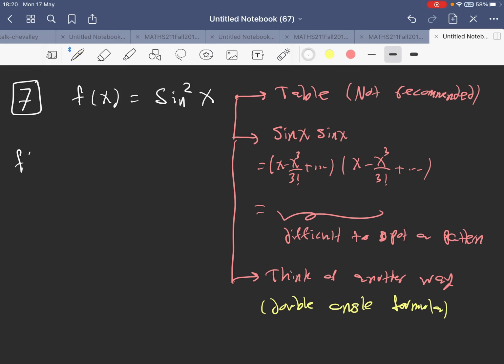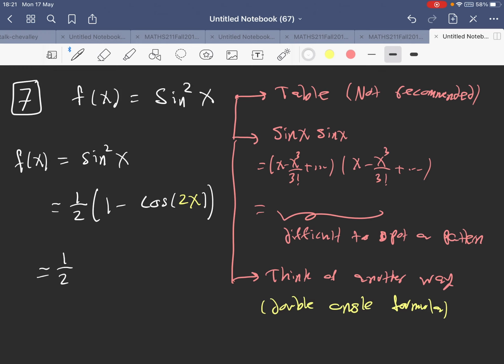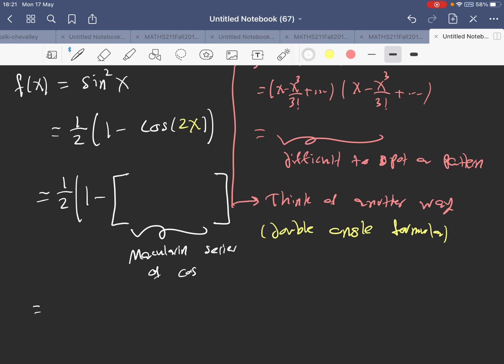Here we go. Sine square of x, by the double angle formula, is 1 over 2 times 1 minus cosine 2x. And from here, everything is easy because this is half, this is 1, this is minus. And here, you write the Maclaurin series of the cosine, but you replace every x by 2x. So I will leave it for you to practice by yourself to finish it up.